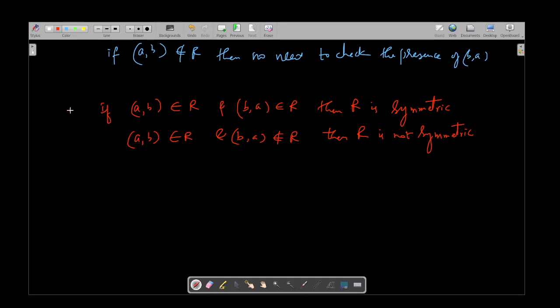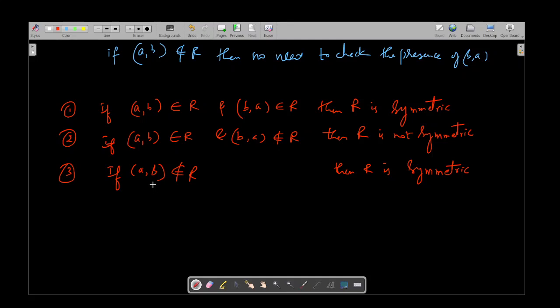The third case is really important. If (A, B) is not present in R, then R is symmetric. So if (A, B) itself is not in R, then we need not check for (B, A). In such cases, R is symmetric.